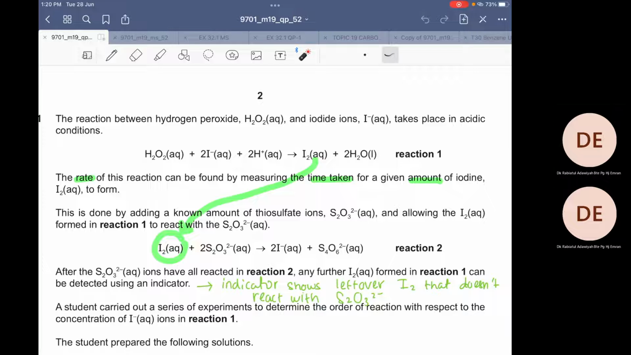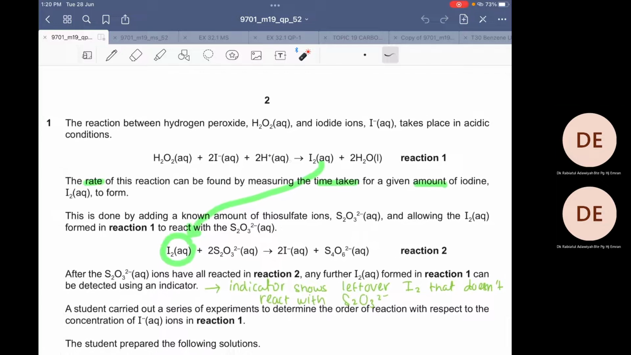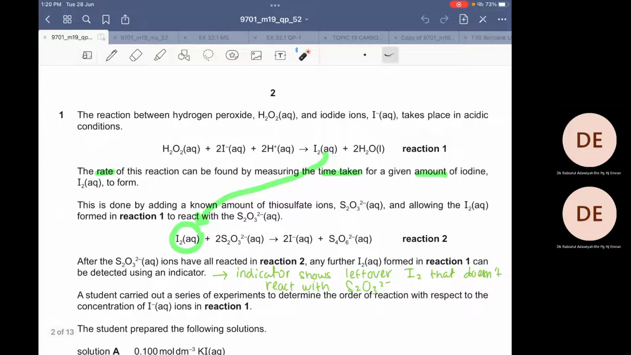Just to remind you, rate is defined as change in concentration over time. So the concentration here is the amount of iodine. Well, not really the same, but proportional. Okay, the higher the amount of iodine, the higher the concentration over time taken.